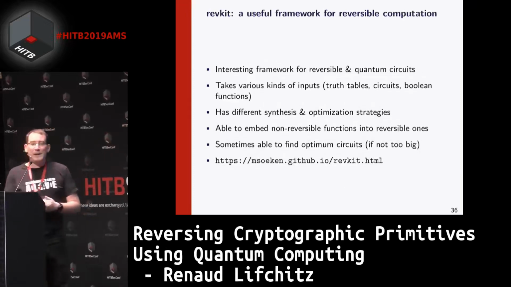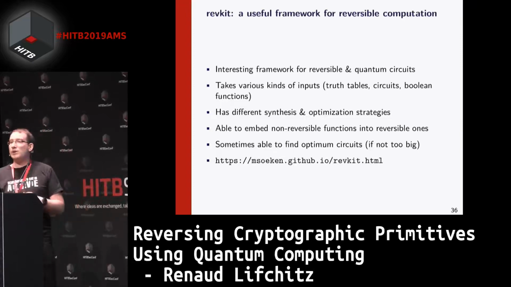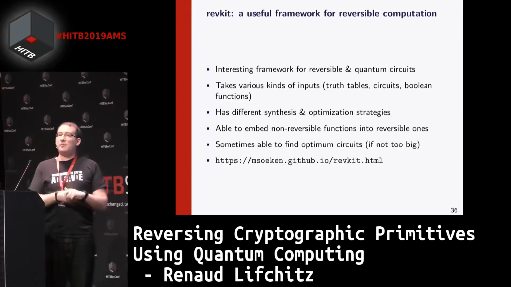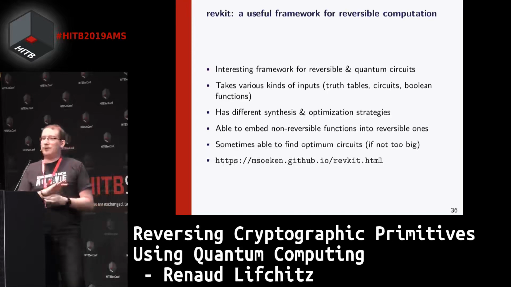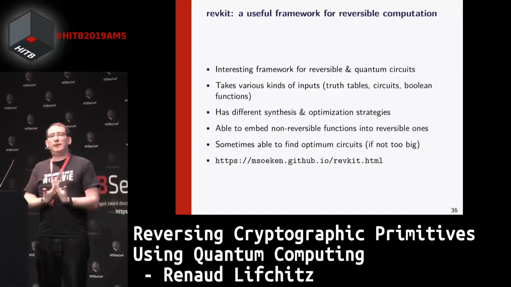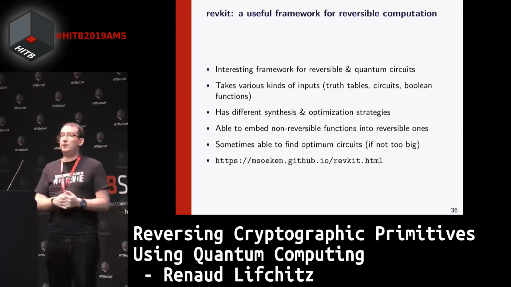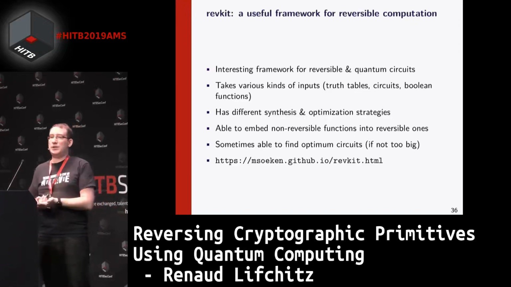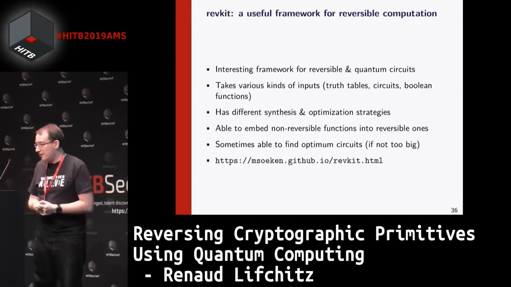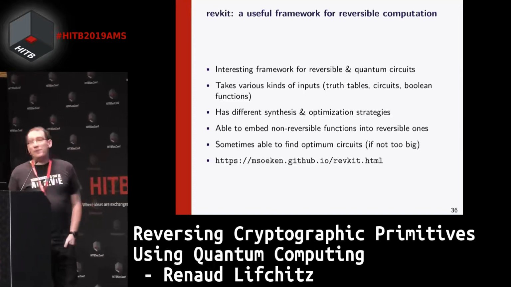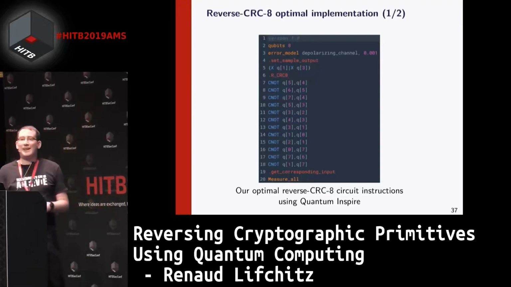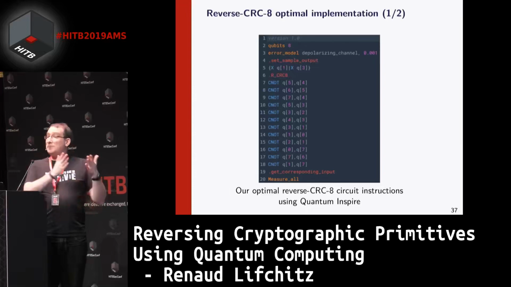So in order to have something better, I've used the Lifchitz framework. The Lifchitz framework is a useful framework to do reversible computation. With this framework, you are able to input a truth table with inputs and outputs, and it will find you the optimal circuit, if it can, to do a given reversible computation. And we are lucky, the CRC8 function is a reversible computation. So with a few minutes of computation, you can get this circuit as an assembly listing that is optimal.